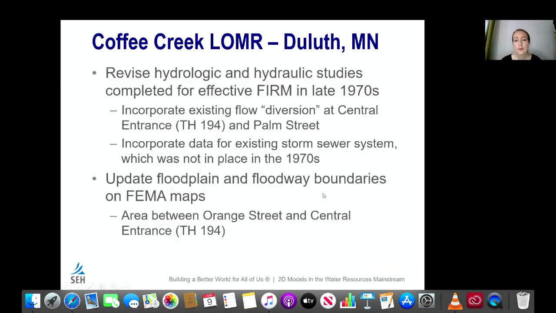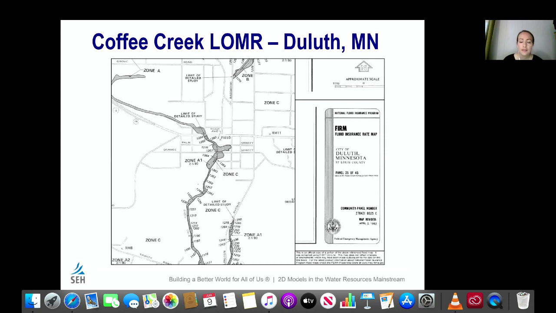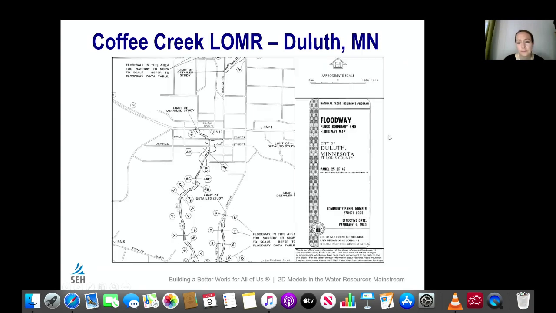So the goal with the letter of map revision was to update the modeling to incorporate that diversion, which was essentially removing flow from the Coffee Creek watershed. And then they also recognized that they needed to update some of the storm sewer and culvert data for Coffee Creek. This is what the effective floodplain maps looked like. And so they show a floodplain boundary that is simply within the Coffee Creek watershed, suggesting that the water in Coffee Creek is expected to stay in Coffee Creek for a 100-year event. This is the FIRM, and then this is the floodway, the flood boundary and floodway map, but essentially showing the same thing.